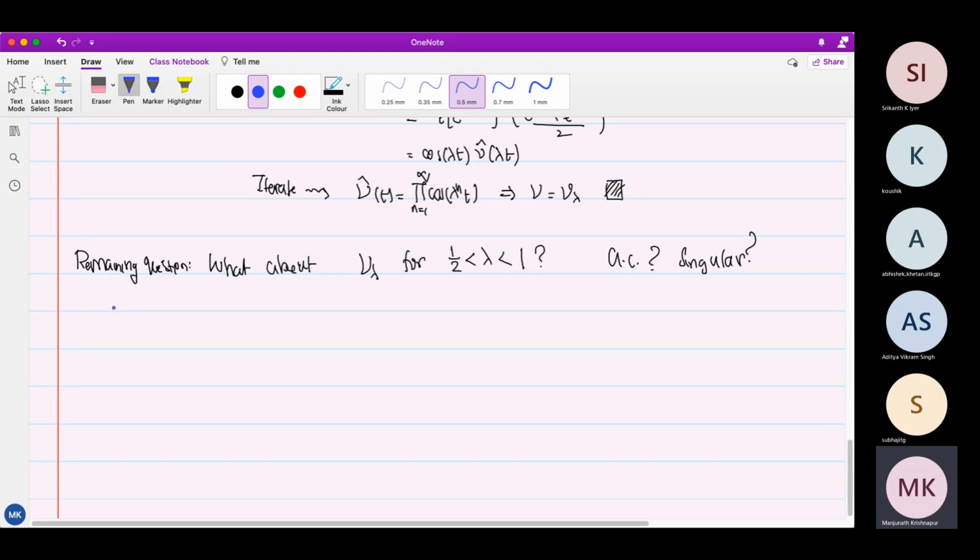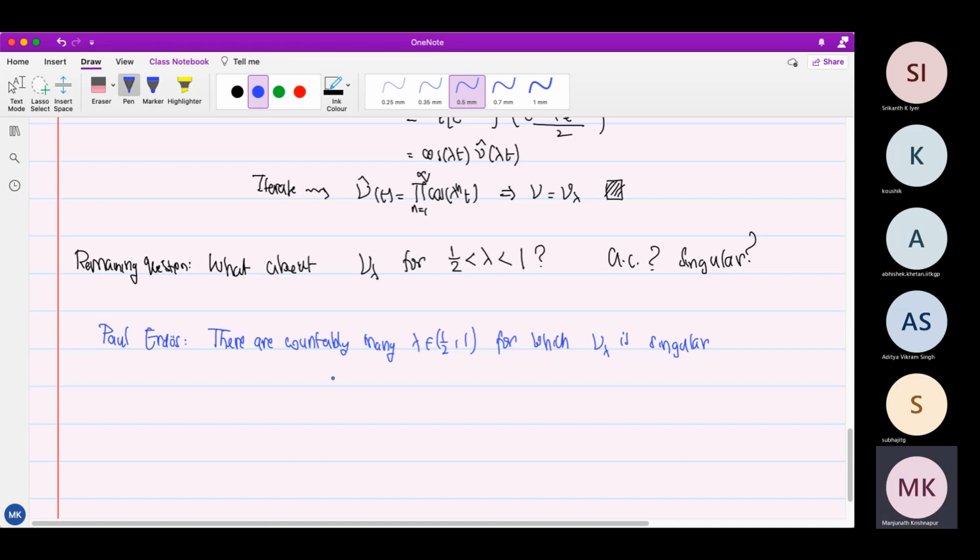So this is a mind-blowing result of Paul Erdős, that there are countably many lambda in half to 1 for which nu lambda is singular.